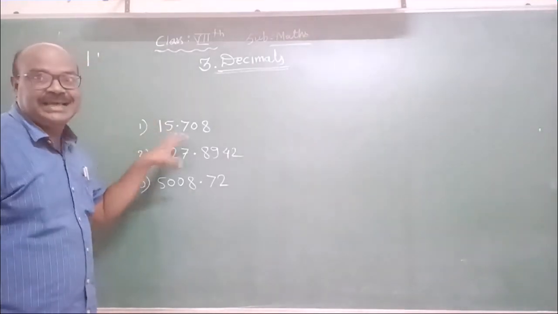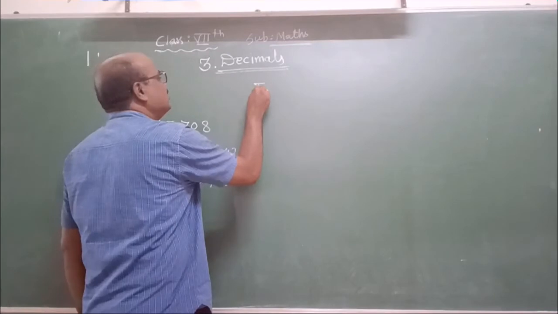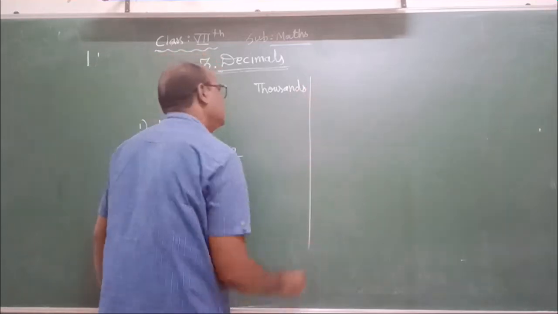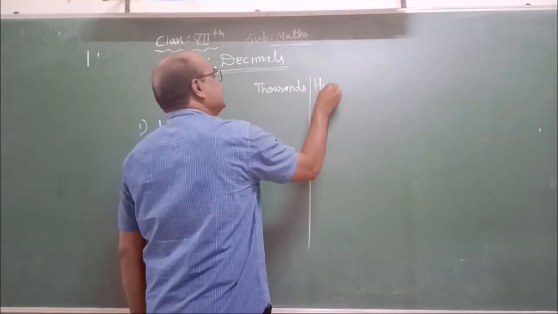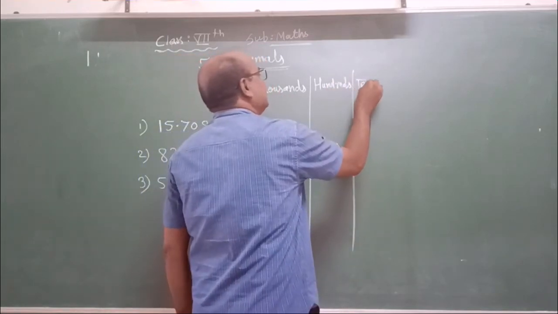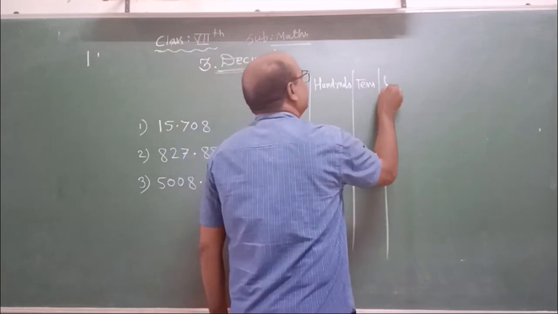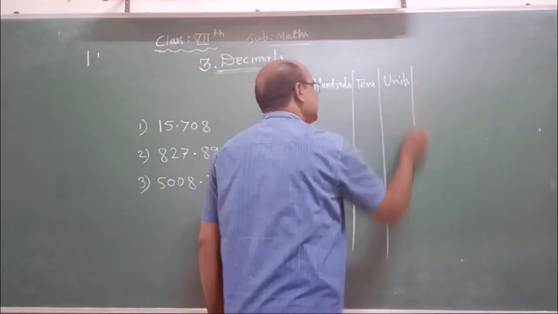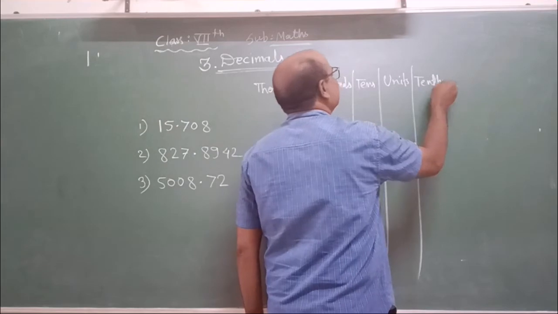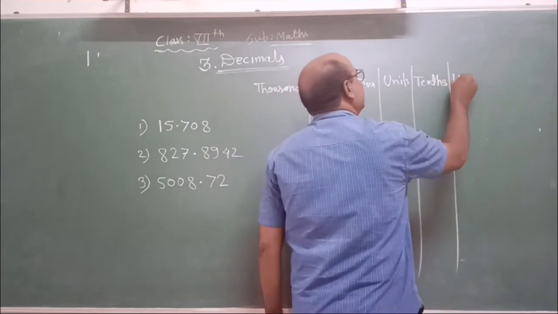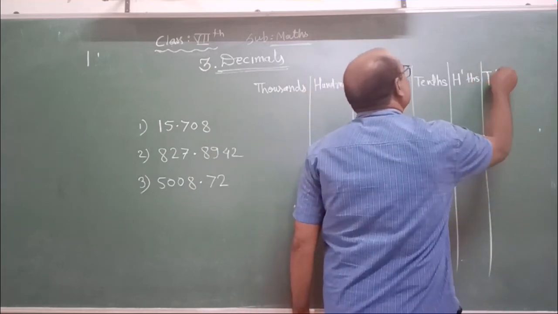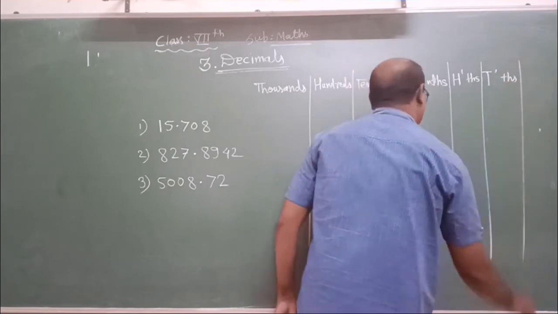Now let us categorize it. First of all, thousands, later on hundreds, after that tens, later on units place, after that tens, hundreds, thousands, and so on.